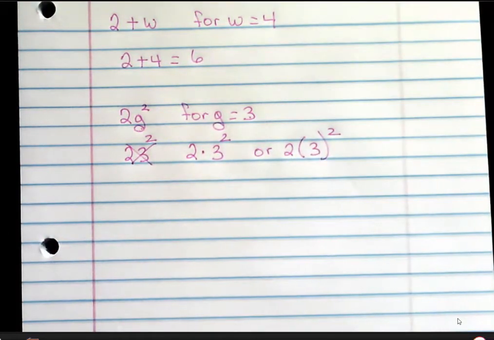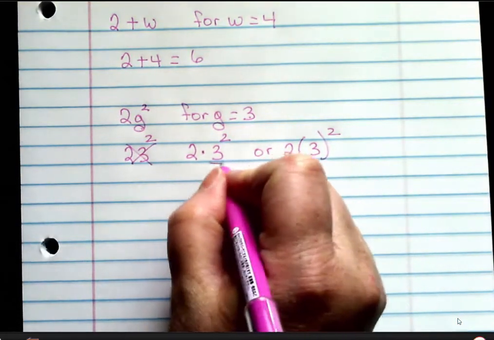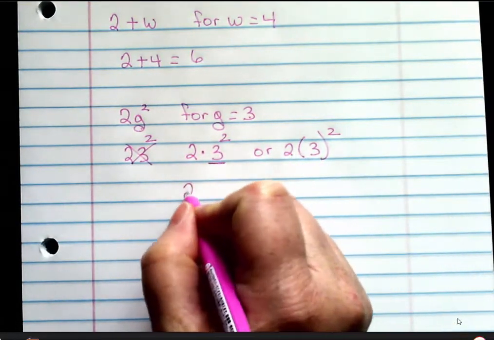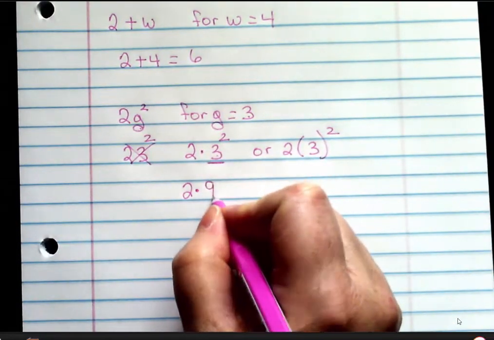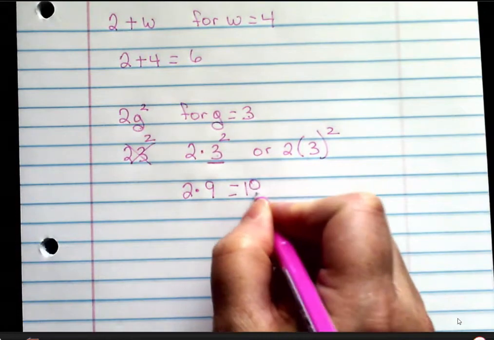Our next thing is a lot of people will want to multiply the 2 times 3 first. Remember, you do exponents before you multiply. So you always want to do the exponent first. So 3 to the second power is 3 times 3, which is 9. And then 2 times 9 is 18.